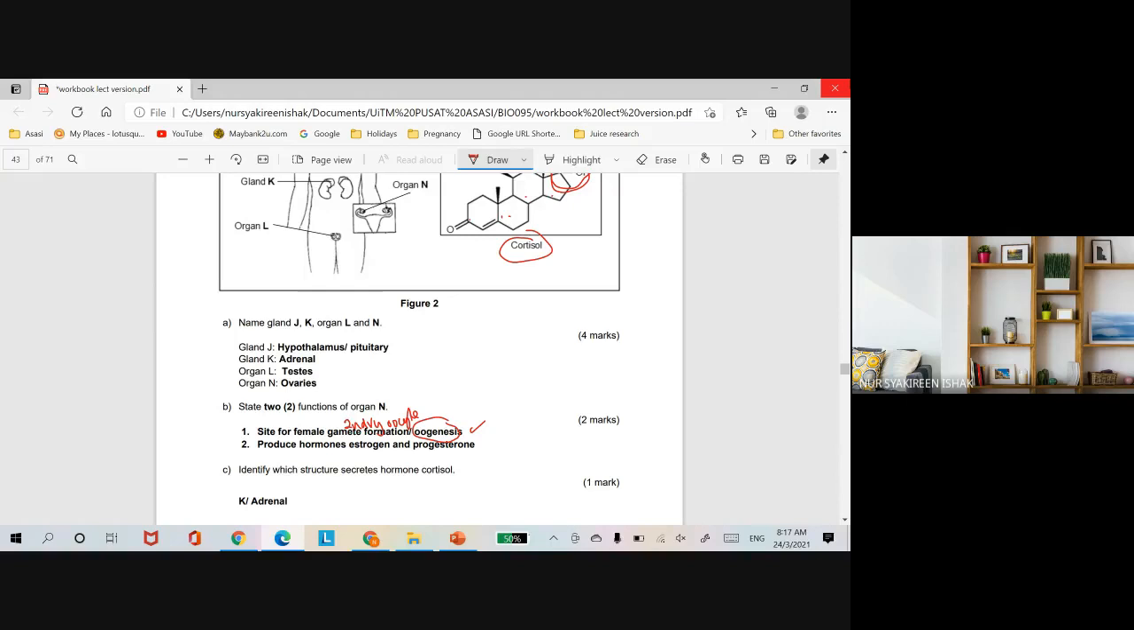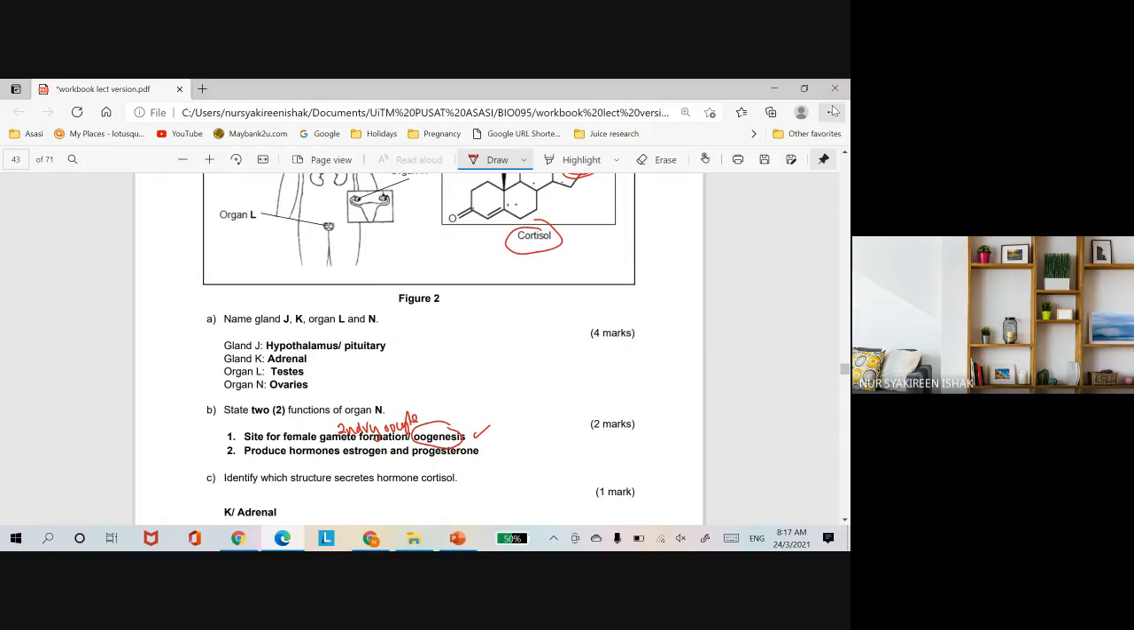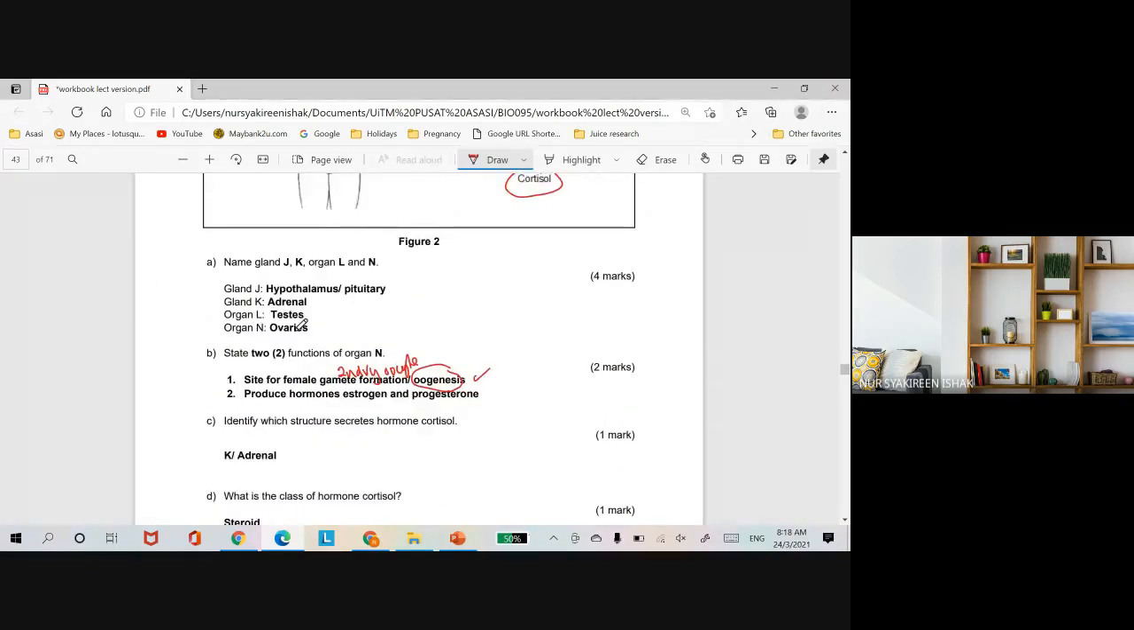And then the second point, it is worth two marks: produce the hormones estrogen and progesterone. The target organ for estrogen and progesterone is the uterus. Next, identify the structure that secretes the hormone cortisol. It is the adrenal cortex, or adrenal. So if you answer K, it is correct; if you answer adrenal gland, it is correct. Saying adrenal cortex is correct, but if you answer adrenal medulla it is wrong, so it automatically makes your answer incorrect.